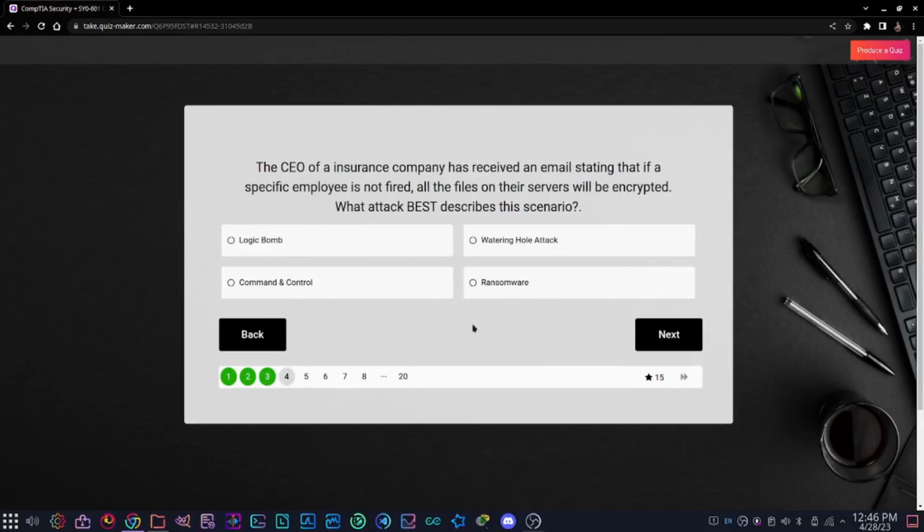Alright, question 4. The CEO of an insurance company has received an email stating that if a specific employee is not fired, all of the files on their server will be encrypted. What attack best describes this scenario? Now, this is kind of a trick question that I put in here because it says that all the files on a server will be encrypted, and if you're not careful, a lot of people will choose ransomware. But the best answer for this one is going to be a logic bomb because a specific condition needs to be met in order for this attack to ensue. So, logic bomb is the correct answer.